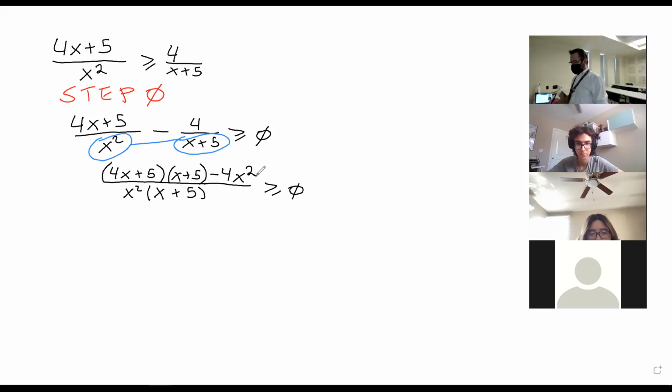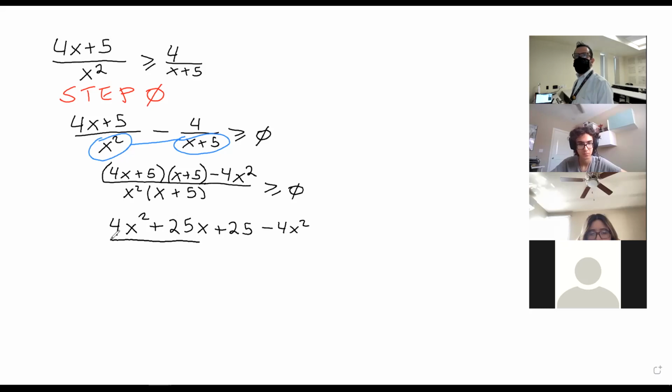And now I'm just going to multiply some things here. So this is going to be equal to 4x squared plus 5x plus 5 times 4x, which is 20. This should give us 25x plus 25 minus 4x squared. And the factors in the bottom, we leave those as they are. By the way, let's not make the mistake of multiplying the factors that we already have in the denominator. And this is going to be larger than or equal to 0.